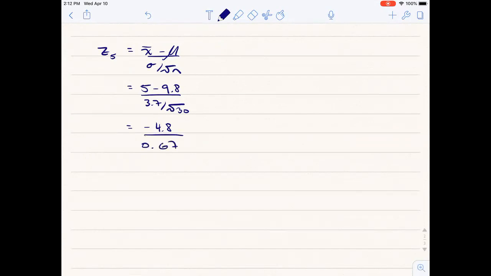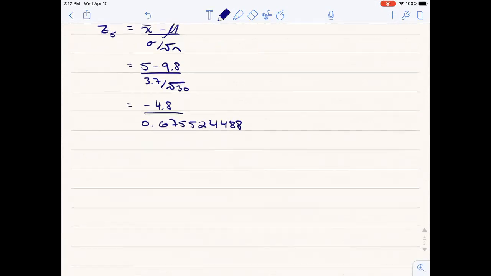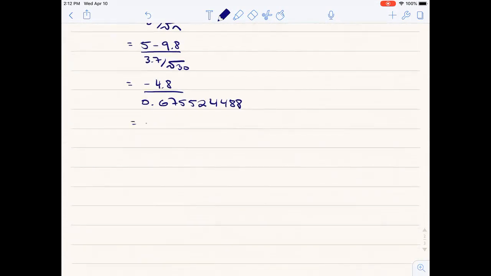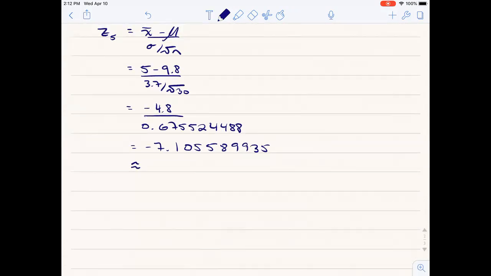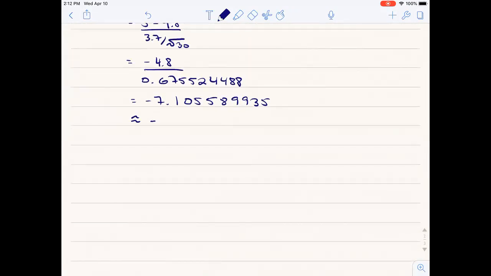is 0.6755244488, which I'll store just for later. Negative 4.8 divided by that guy, negative 7.105589935. Z always has to have 2 decimal places. In this case, because we're so far into the tail, it doesn't really matter, right? But just for consistency, I'm just going to round it to 2 decimal places, negative 7.11.